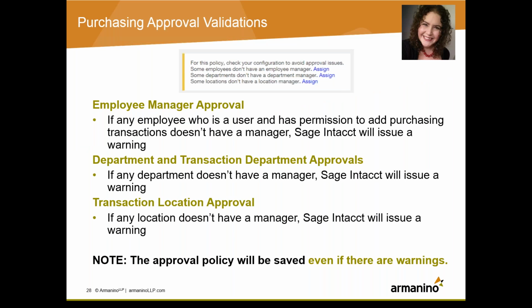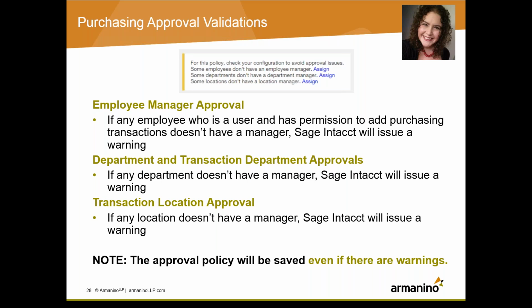So the first one we have today is the purchasing approval validations. So if you are an administrator of your system or in charge of the purchasing and creating those approvals and workflows within your system as things change, this is a welcome addition. You can see the warning that's going to be provided up at the top of the screen here. So what Intacct is now doing is, if you set in your purchasing workflow that you want to have an employee manager approval as the first step, if there are any employees who are users in the system that don't have a supervisor or manager assigned on their employee record, it gives you this little warning.